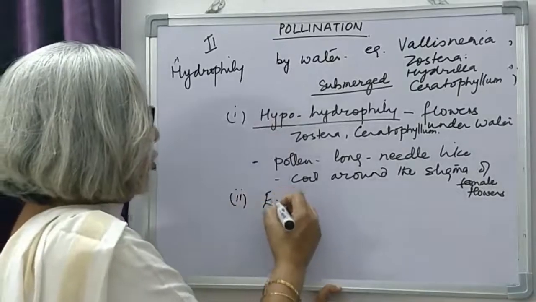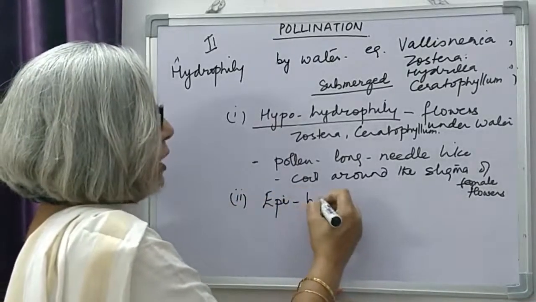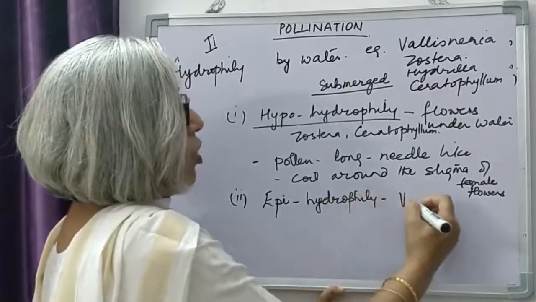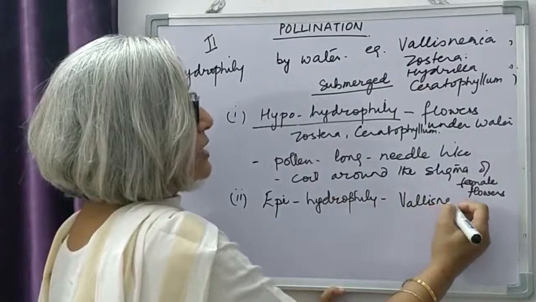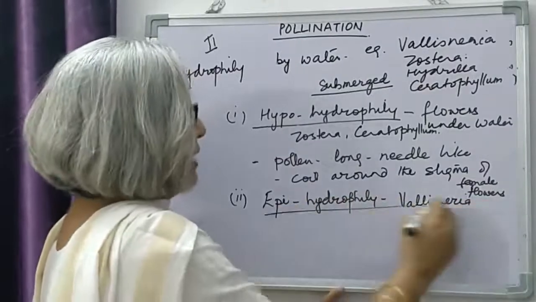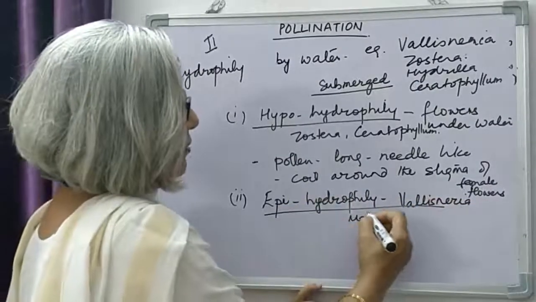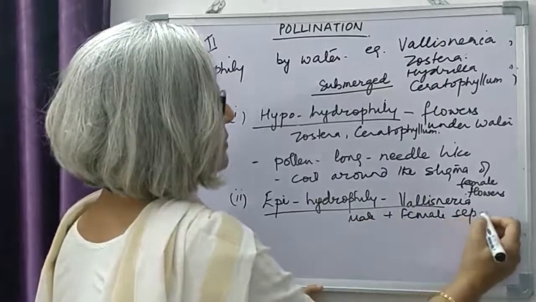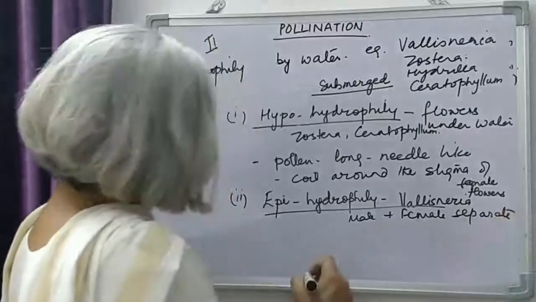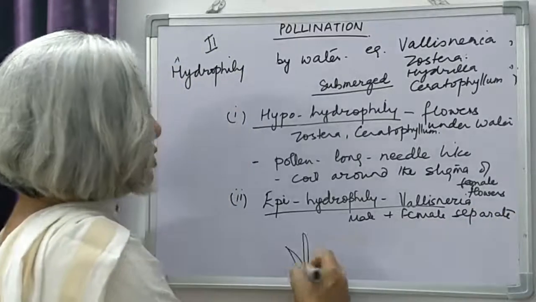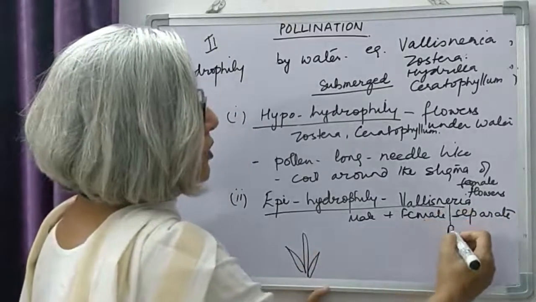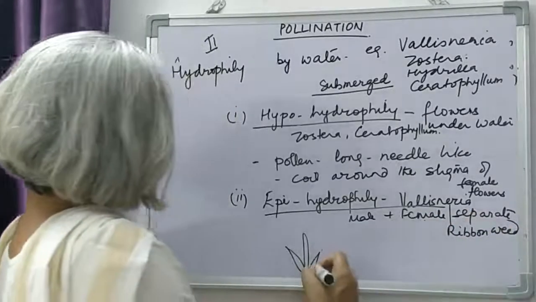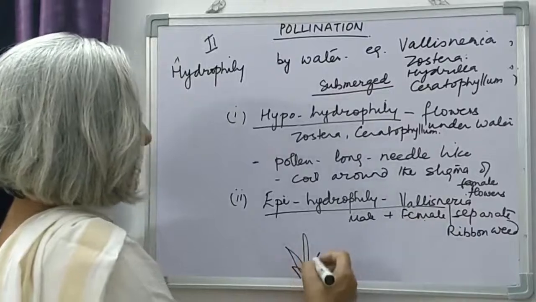Second kind of hydrophily is called epihydrophily. This is commonly seen in Vallisneria. In Vallisneria, the male and the female plants are separate. Suppose this is a male plant. This is also Vallisneria, also called ribbon weed. The leaves are like ribbon. Suppose this is the male plant.